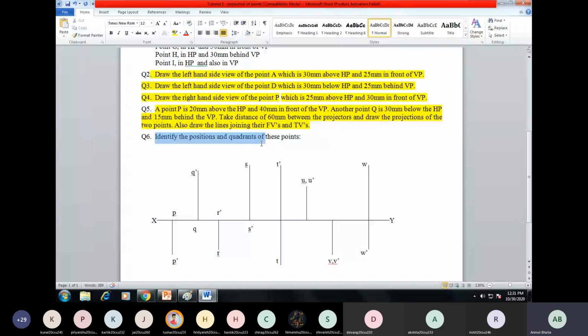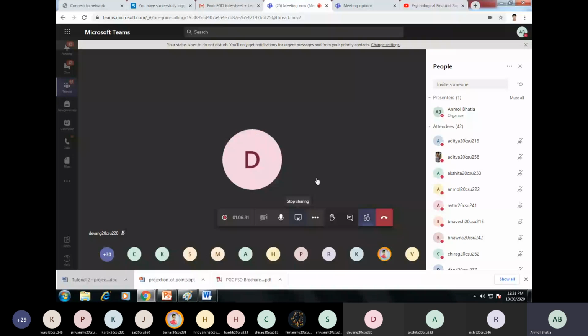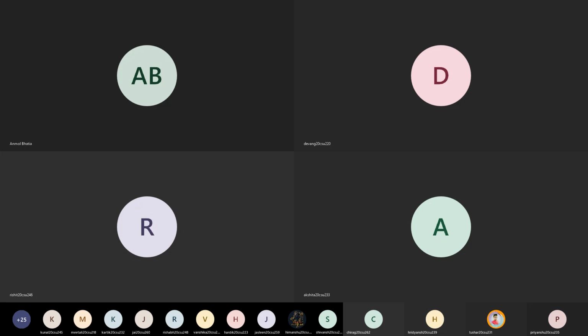Now in the second half, what are we going to do? In the second half we will see that the object is in the quadrants, but if the object lies on the axis, if the object lies on the VP and if it lies on HP, then what will happen? Where would the front view and the top view lie?